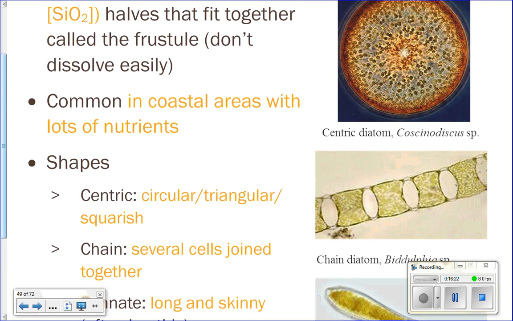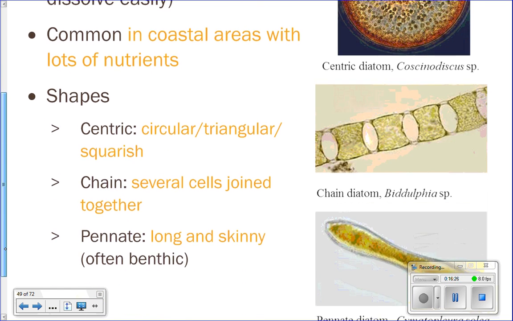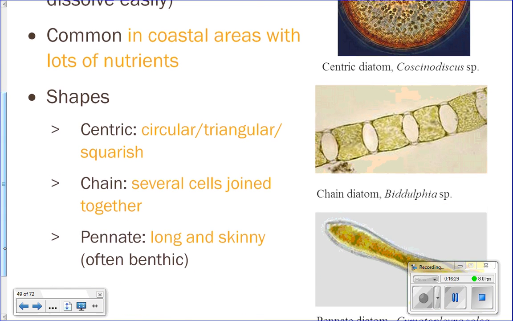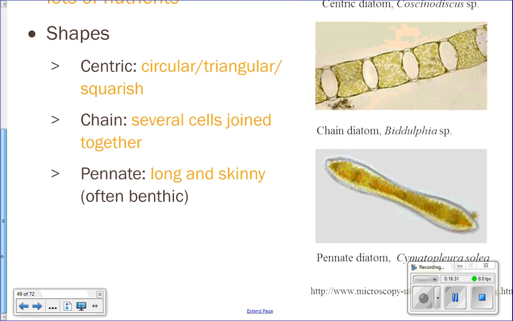The centric, which are the round, triangles or squares; chains, which is the middle one, a bunch of them joined together; and then the pennate, which is at the bottom. They're the long and skinny ones.